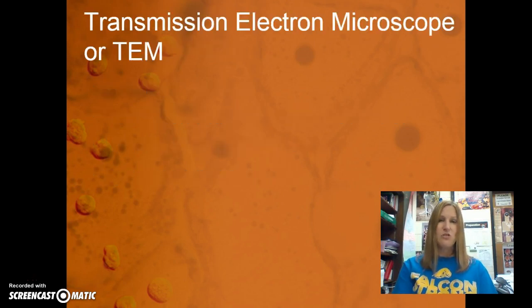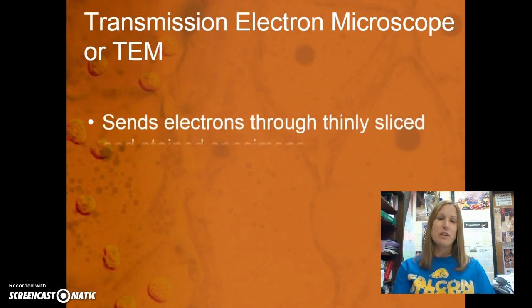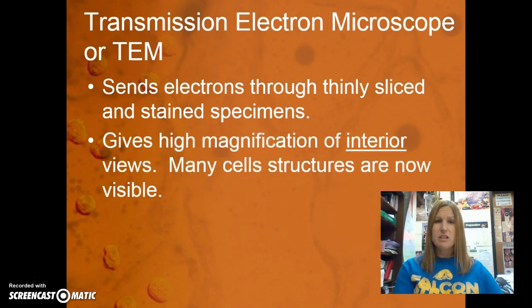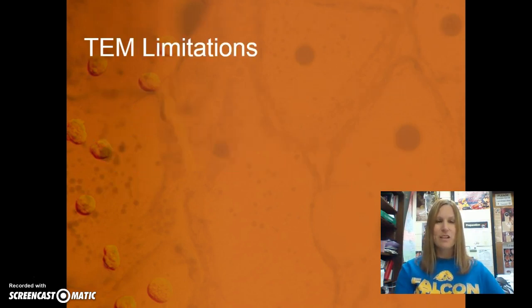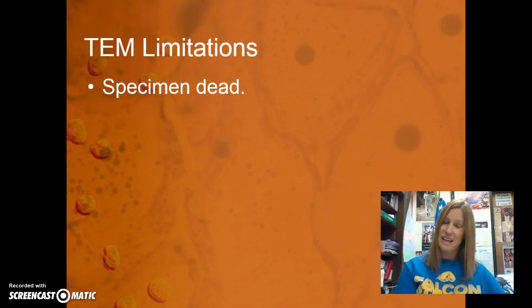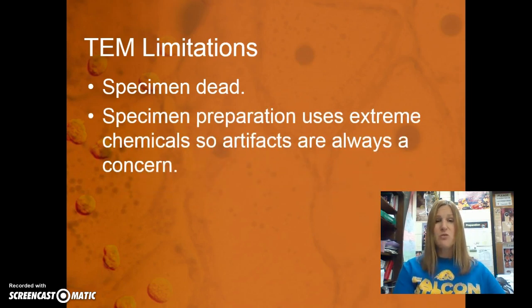Now, a transmission electron microscope, or TEM, sends electrons through thinly sliced and stained specimens. It gives high magnification of interior views. This is awesome for viewing cell structures because we finally get to see the insides. The limitations of a TEM: One, the specimen has to be dead, which is not so easy when we want to keep the specimen alive. Two, the specimen preparation uses extreme chemicals, so artifacts are always a concern.